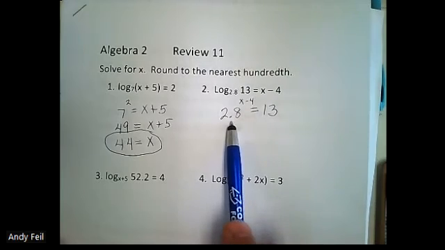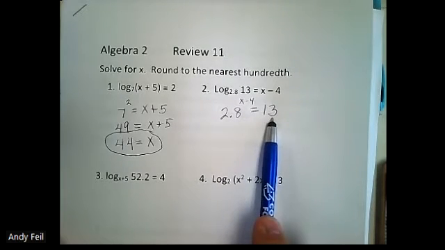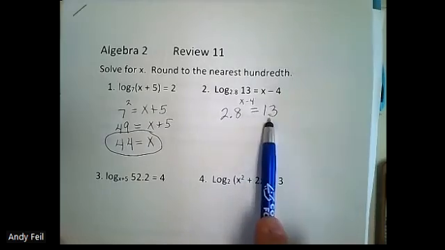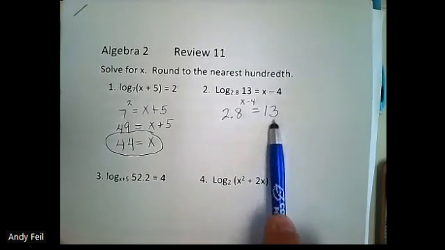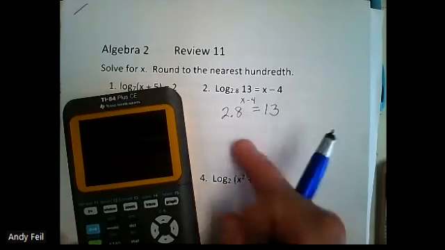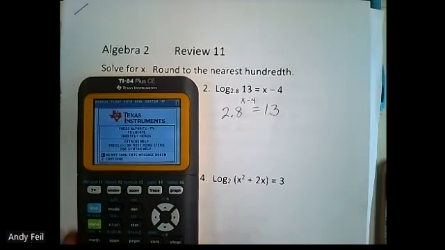Would it be the log of 2.8 divided by the log of 13? Or would it be the log of 13 divided by the log of 2.8? Exactly. It's the log of the one without the exponent divided by the log of the one with the exponent. So if you're not sure how to do number 2, try this on your calculator right now.